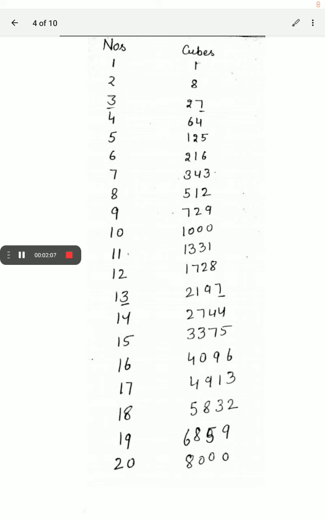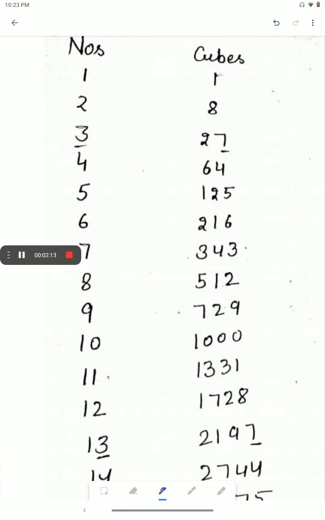Now, what do we observe from this table? Check the unit place digits of the numbers as well as their cubes. In case of 1, the cube is 1. In case of 2, the cube is 8. Now, if we go to 11, its cube is 1331. In the first number, the number at unit place is 1 because it is a single digit. In this case also, the number at unit place is 1. And their cubes will also have 1 at its unit place.